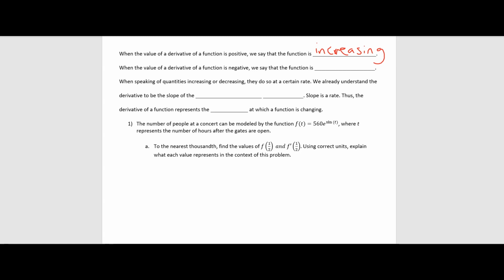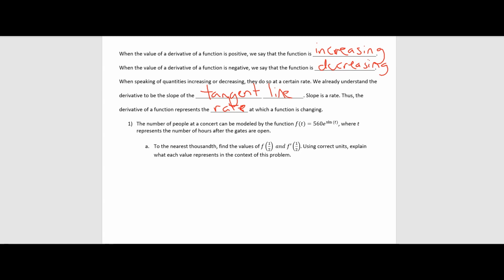When the value of a derivative of a function is negative, we say that the function is decreasing. And again, those are just relationships we've talked about for a couple of units now. When speaking of quantities increasing or decreasing, they can do so at a certain rate. We already understood the derivative to be the slope of the tangent line, and slope is a rate. Thus, the derivative of a function represents the rate at which the function is changing.